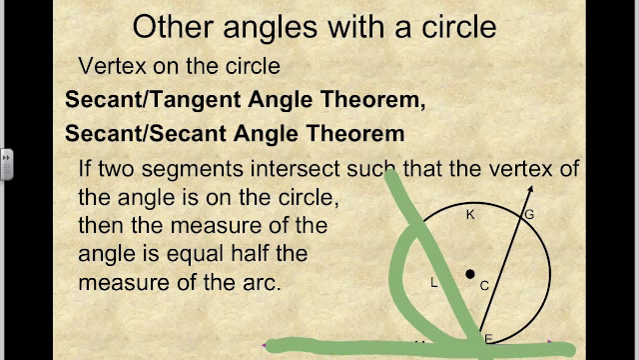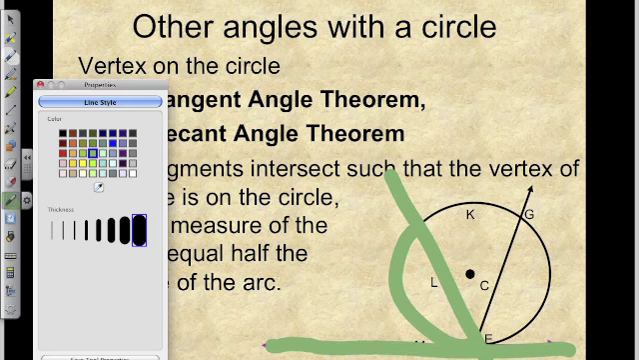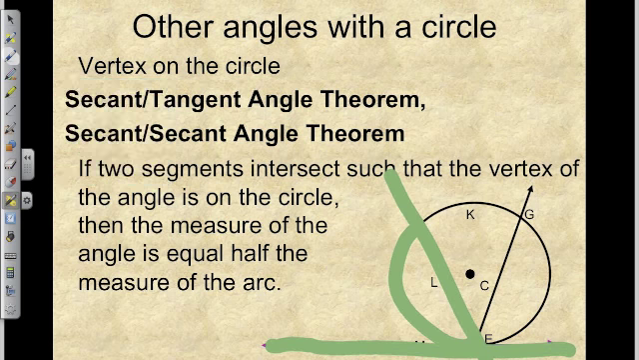Hope these things disappear. Oh, let's change my color. Let's go to yellow. Let's shorten it up a little bit. Okay, let's say it was this secant line and this secant line, and I'm looking for its intercepted arc. That's the arc inside the angle. The intercepted arc will always be the one inside the angle.